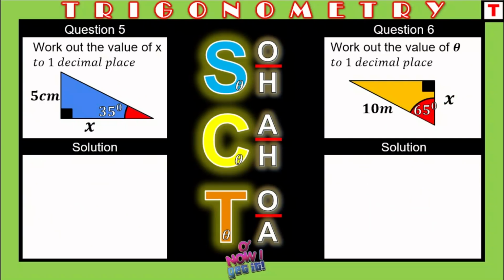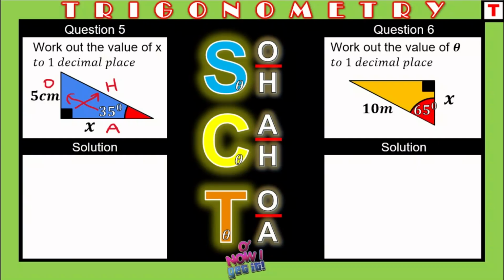So firstly, again, we're going to be labeling the sides of the triangle. Across from my 90 degrees is going to be my hypotenuse. Across from the 35 degrees, we're going to have the opposite. Therefore, x is going to be the adjacent side.